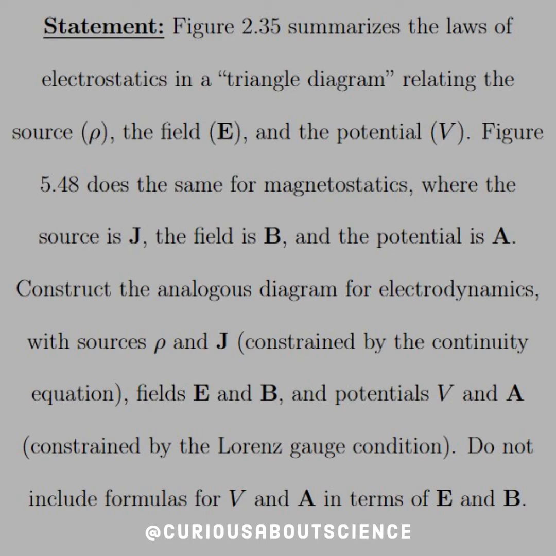So, let's go ahead and construct the analogous diagram for electrodynamics, with source ρ and J, constrained by the continuity equation, fields E and B, and potentials V and A, constrained by the Lorentz gauge condition, and do not include the formulas for V and A in terms of E and B, because, well, we're not going to want to go backwards to find the potentials. We want the potentials to find the fields.